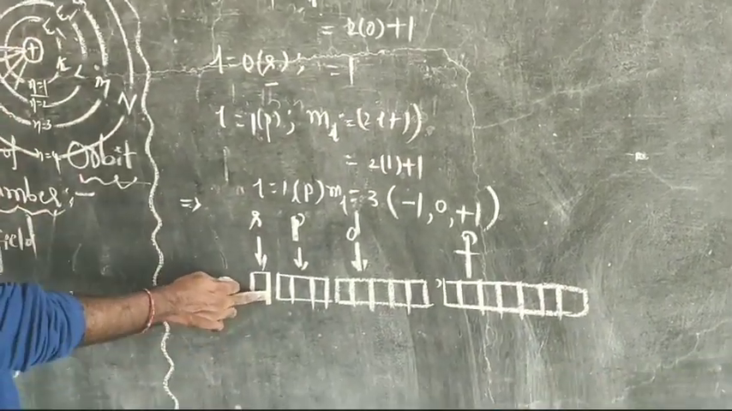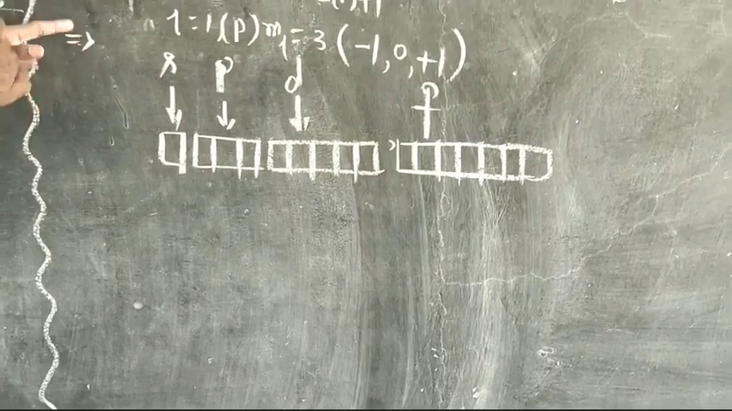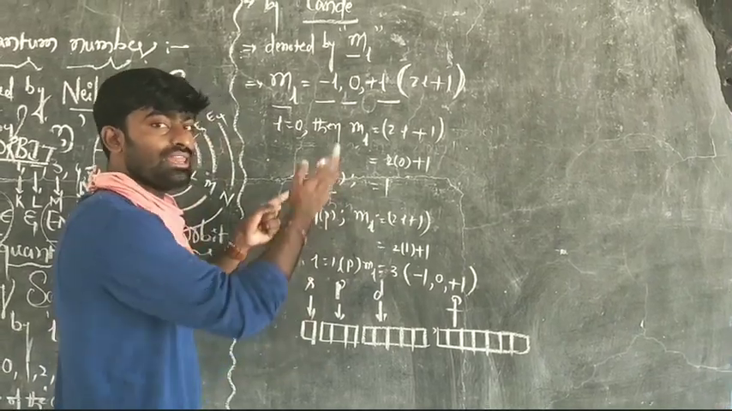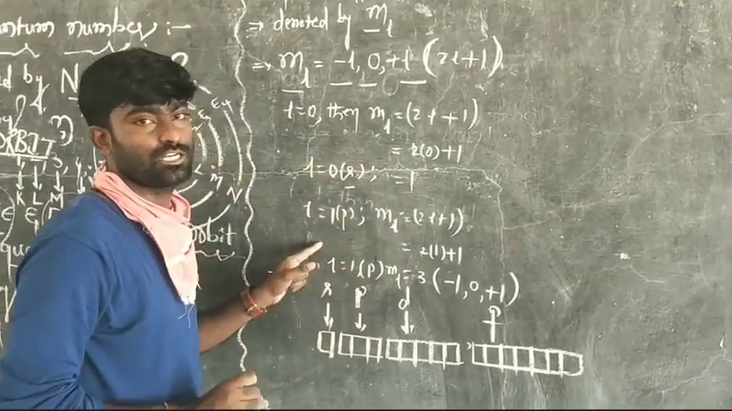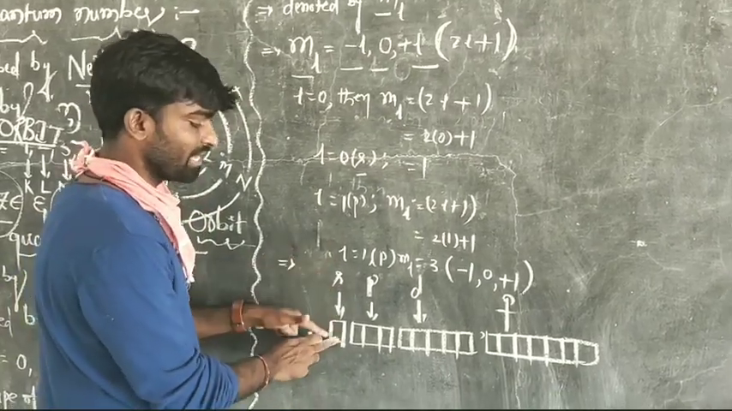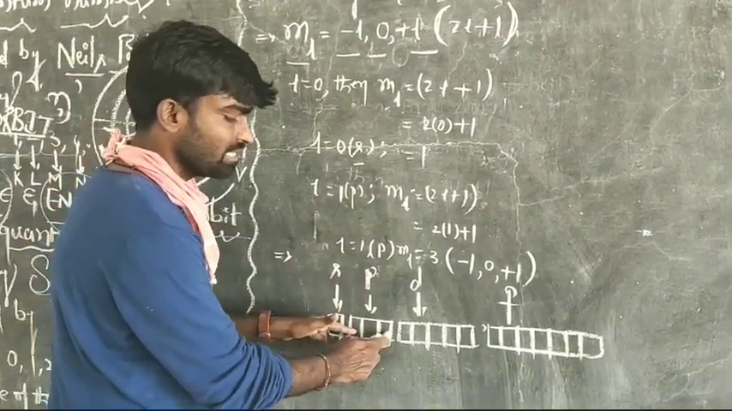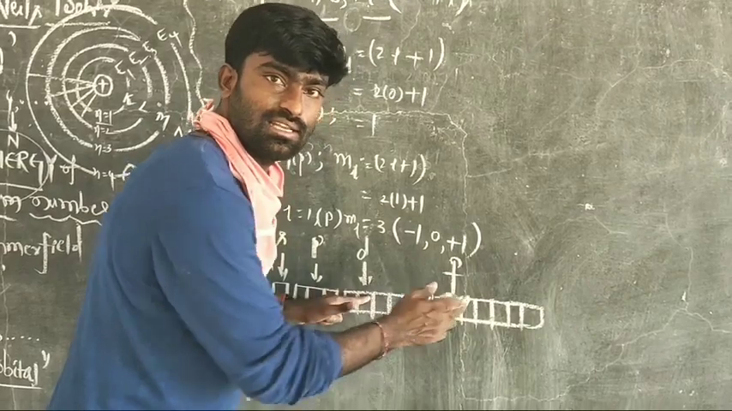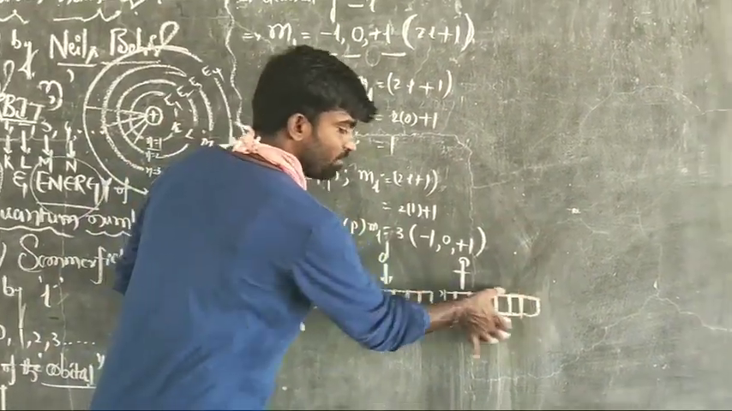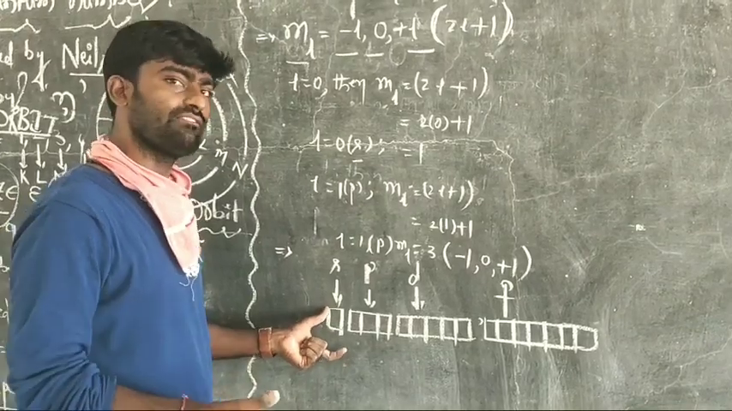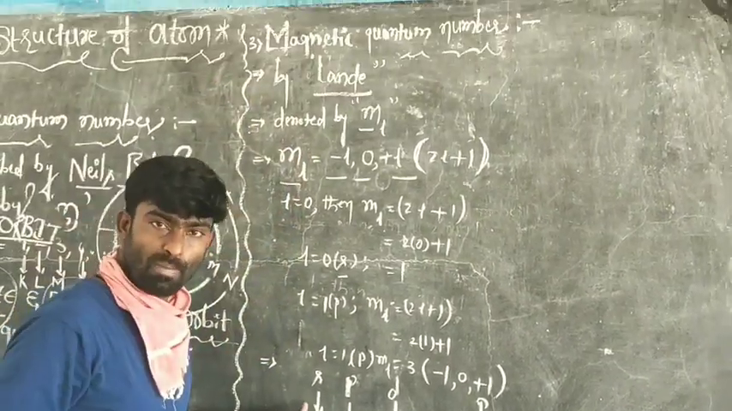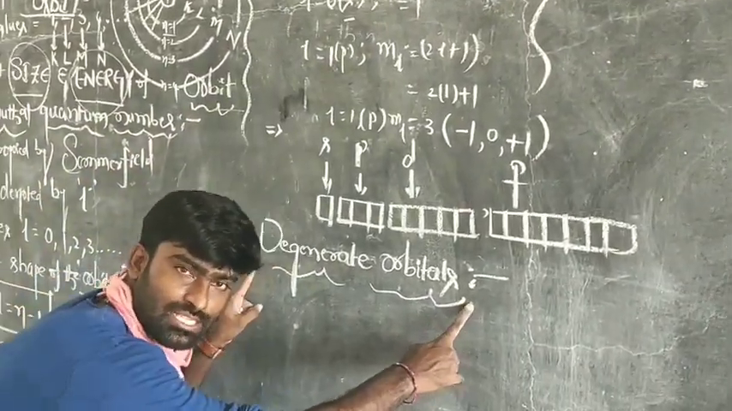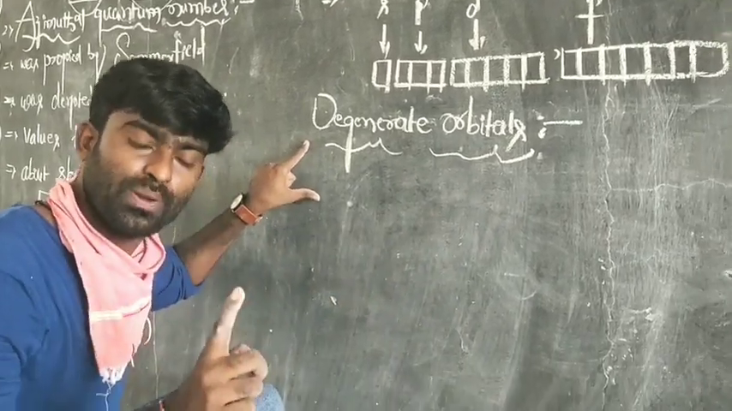So here, the principal quantum number explains the size. The azimuthal quantum number explains the shape of the orbital, while the third one explains the number of subshells present in a particular orbital. So S orbital has 1 subshell, P orbital has 3, D orbital has 5, and F orbital has 7 subshells. These numbers are accurately given by the magnetic quantum number.